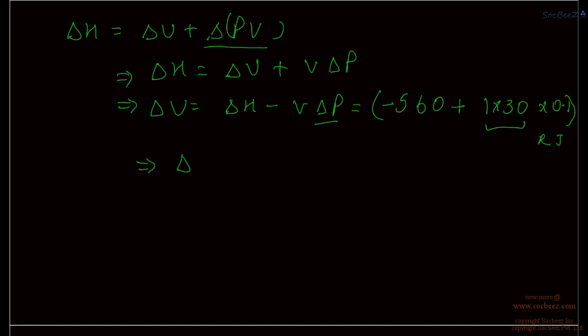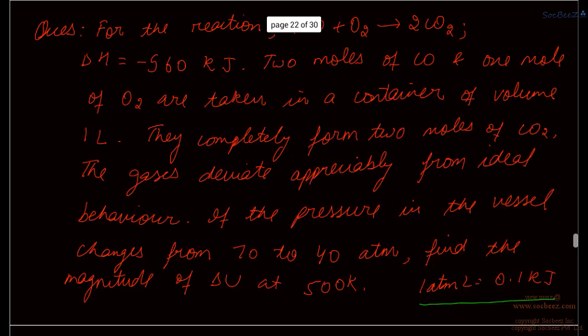So from here, value of delta U comes out to be around minus 557 kilojoule. Or we can take the magnitude of this quantity, because in the question it is asked to calculate the magnitude of delta U. So from here delta U equals 557 kilojoule. Okay, so this was asked in the problem. Since this is also a very easy problem, this was asked in IIT JEE 2006.